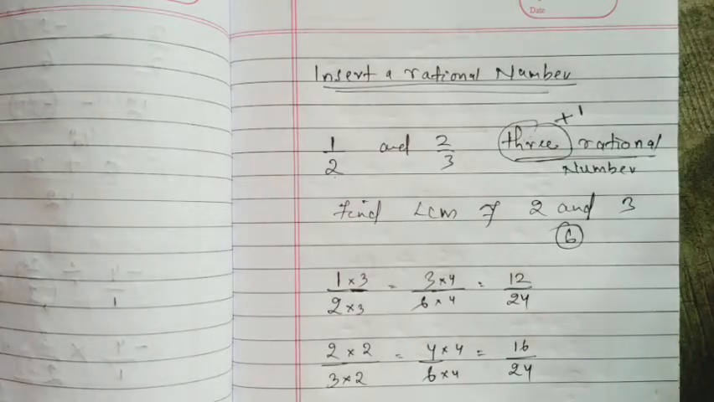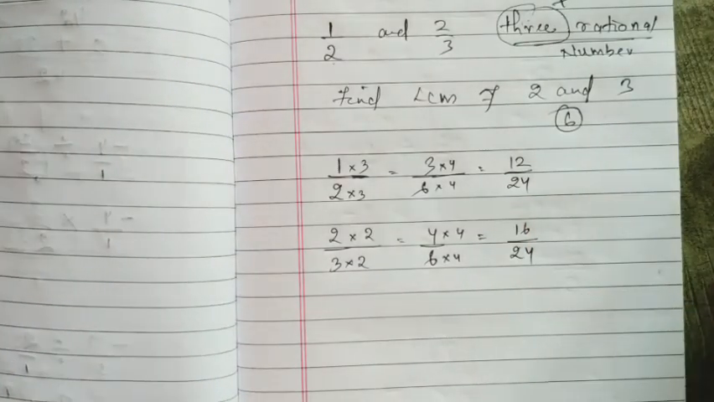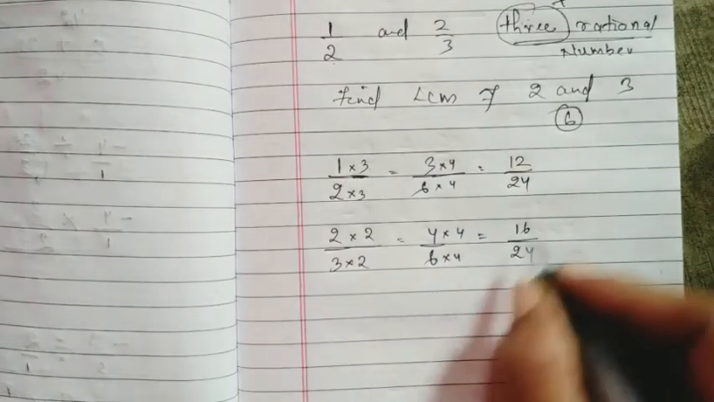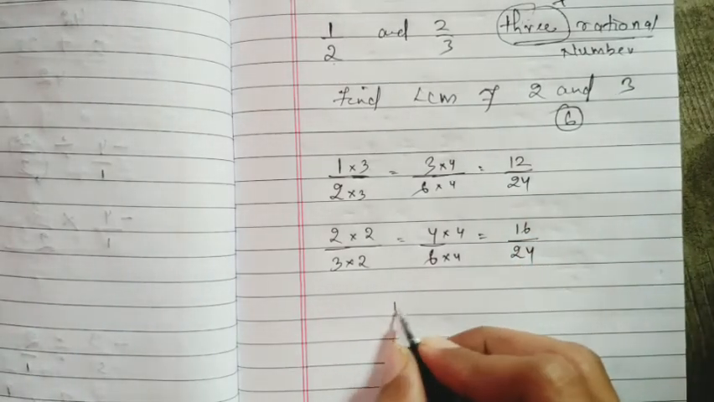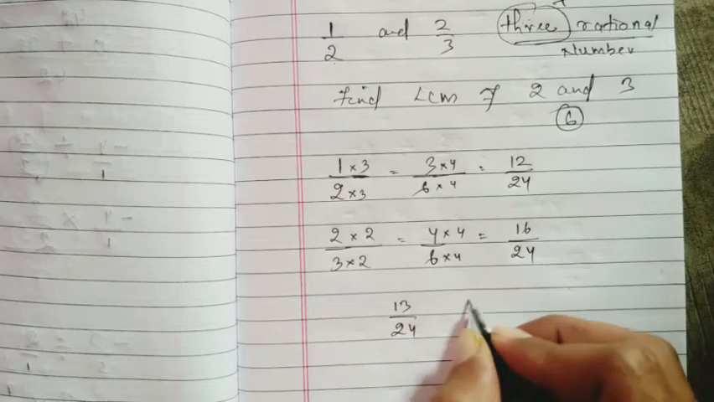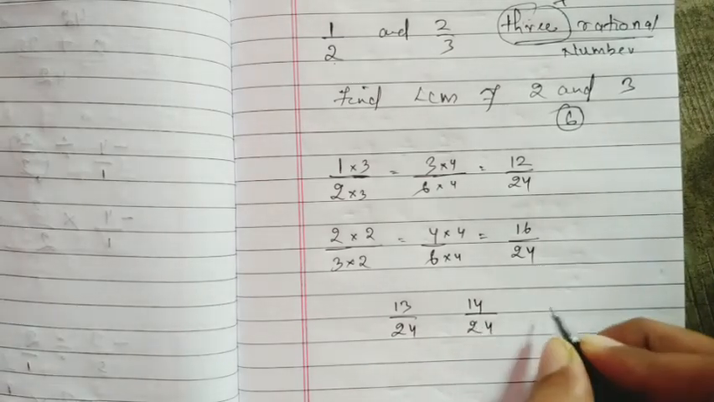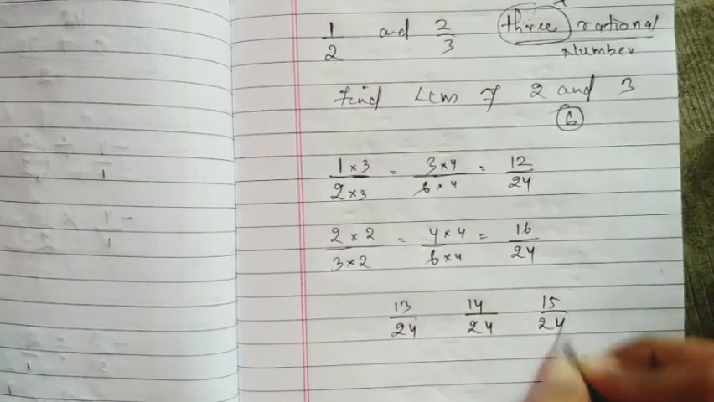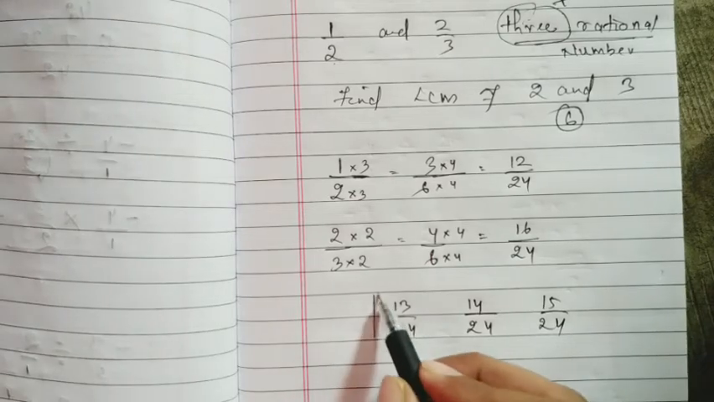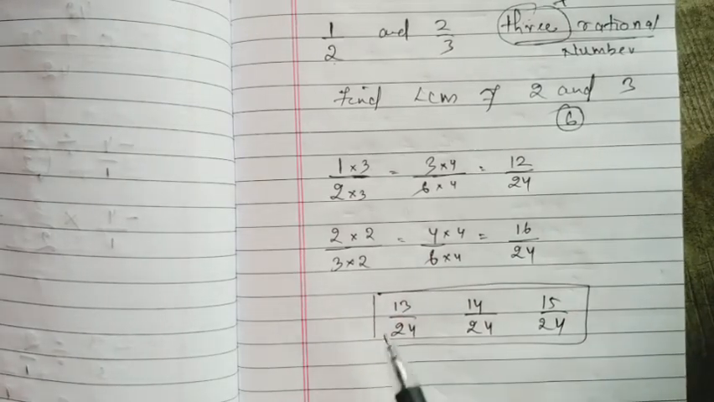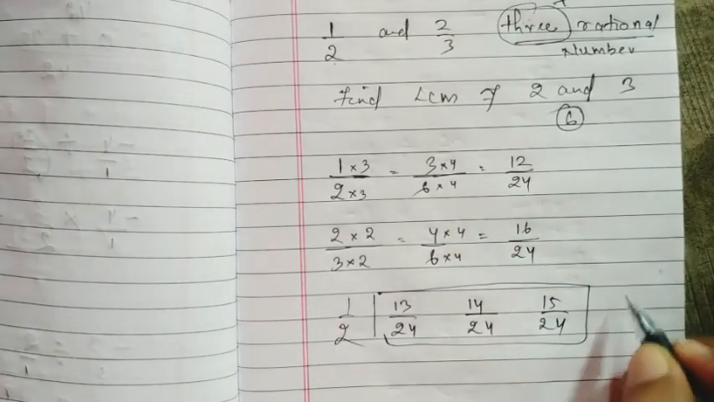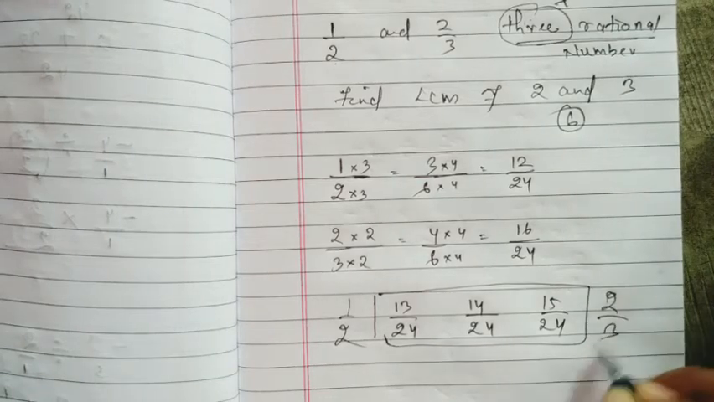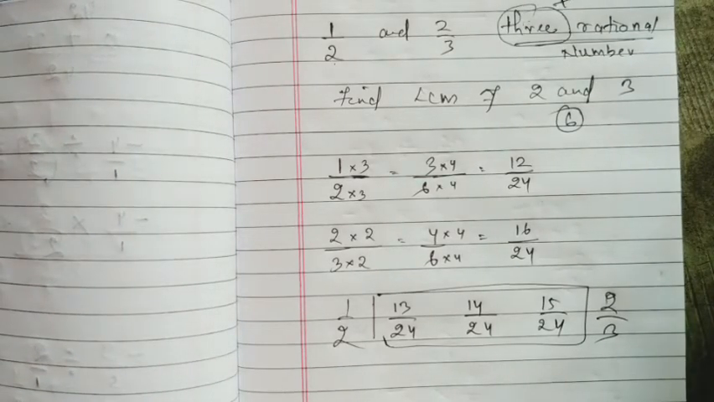Now we have to find 3 rational numbers. So 12 by 24 and 16 by 24. In between these, 13 by 24, 14 by 24, 15 by 24. So we get the 3 rational numbers between 1 by 2 and 2 by 3. Clear to all of you?